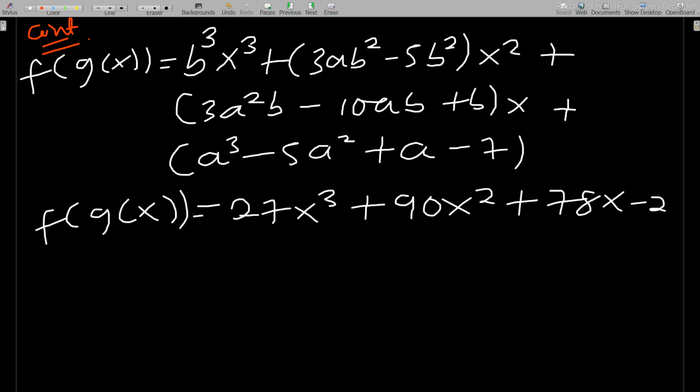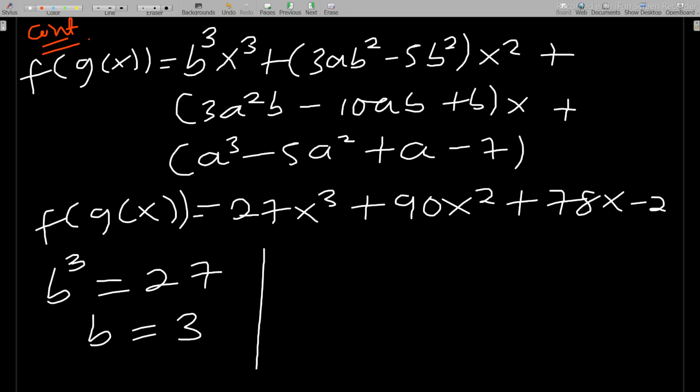I hope this is cool. So this is the question given. Now with this comparing coefficients, we compare the coefficient of x cubed and x cubed. So b cubed should be equal to 27. So you have to find the cube root of both sides, and that will give us b to be 3. So we have b.